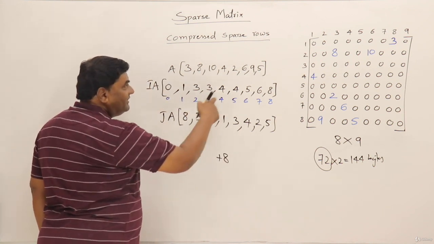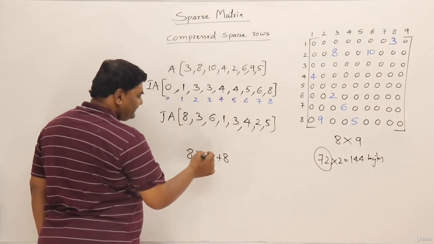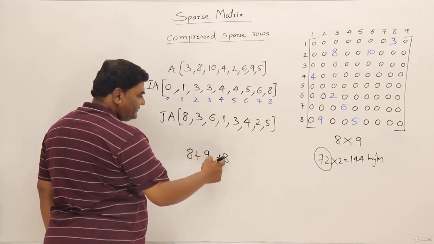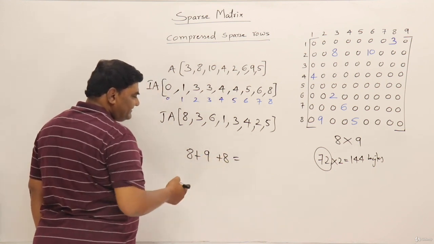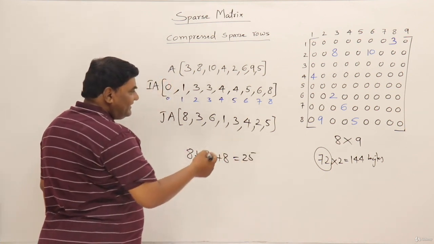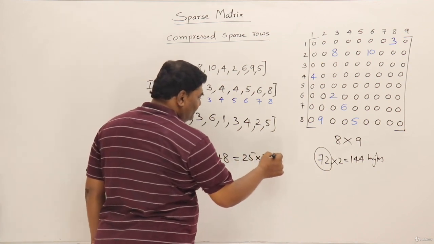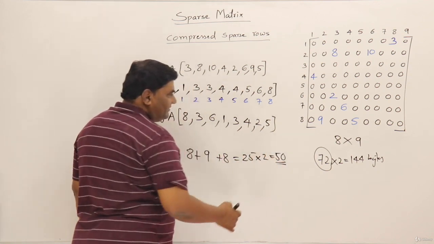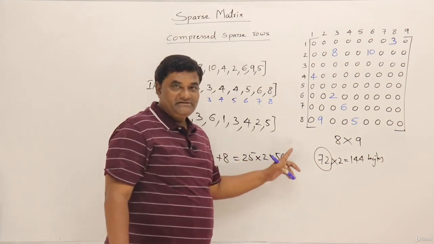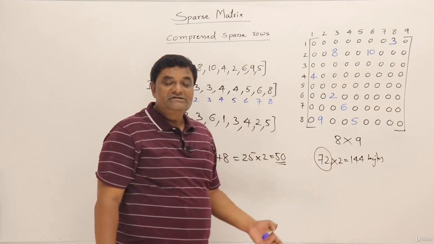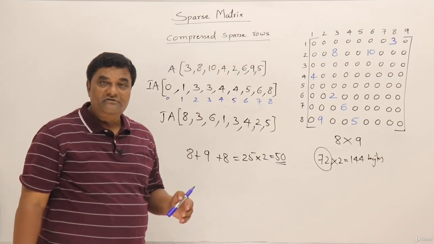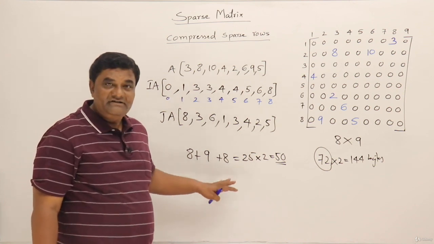Then what about this one? Total 8 rows are there plus 1, so this is 9. So this depends on the number of rows, and this too depends on the number of non-zero elements. So in total how many elements are there? 25 elements are there. Then if all these are integers, then it requires 2 into 25, that is 50 bytes of memory. So that is 144 and this is 50. So almost it is 30% of that space. So 70% reduction in the size of memory. So 70% of memory is reduced if you are following this method.